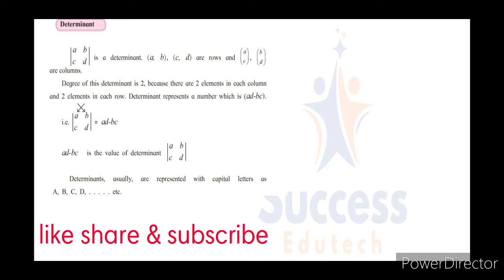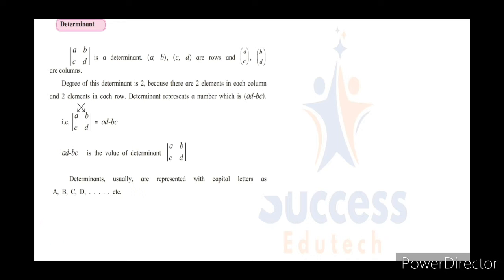What is meant by determinant? A determinant is a combination of four elements, where A, B and C, D are in rows, and A, C and B, D are in columns. The degree of this determinant is 2, because there are two elements in a column and two elements in a row. A determinant represents a number which is AD minus BC.